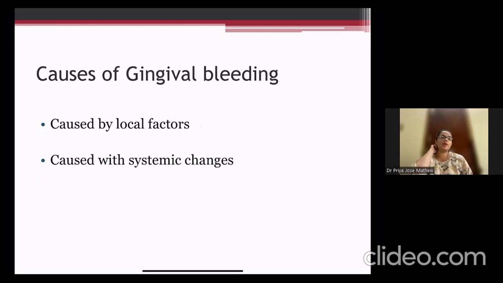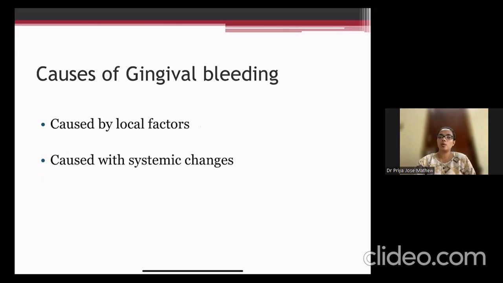Okay, now, what are the main causes? What are the main causes of gingival bleeding? Mainly, we can classify gingival bleeding according to the reasons, that is by the local factors, and the gingival bleeding that is caused by systemic changes.